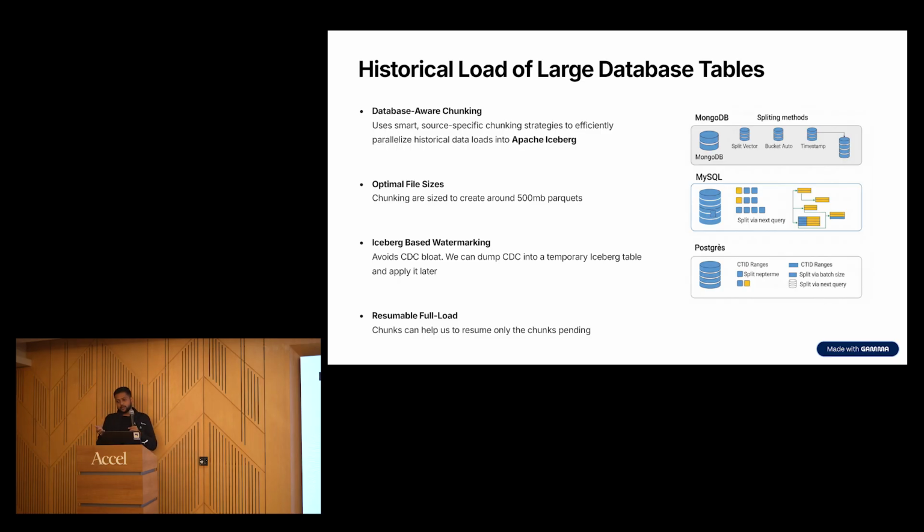Apart from this, whenever we are chunking these tables, we have to make sure that the chunks we create result in an optimal file size on the Iceberg side. What do I mean by that? If I create a chunk of 15 GB, it is more or less going to result in a couple of 500 MB files in Iceberg, right? Because Parquet compresses the data.